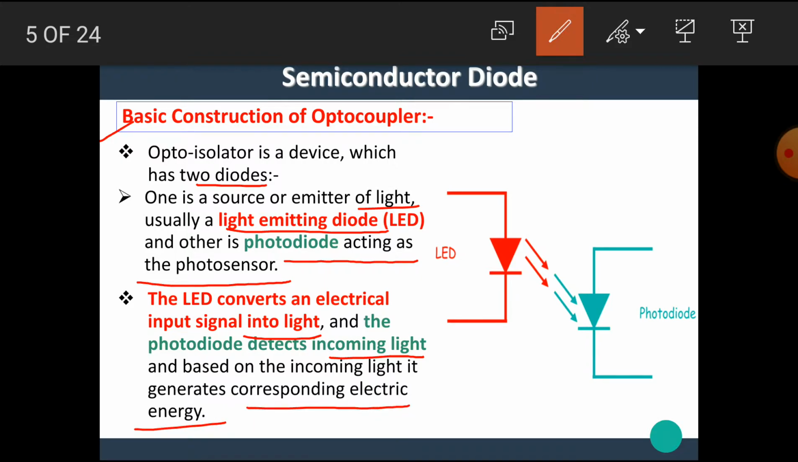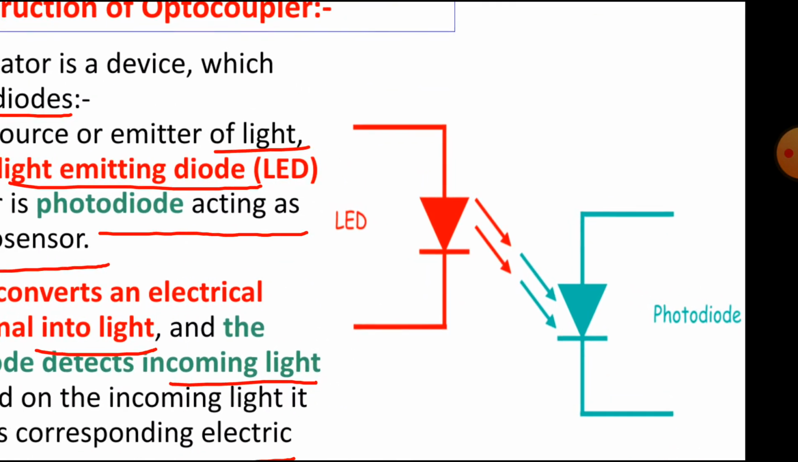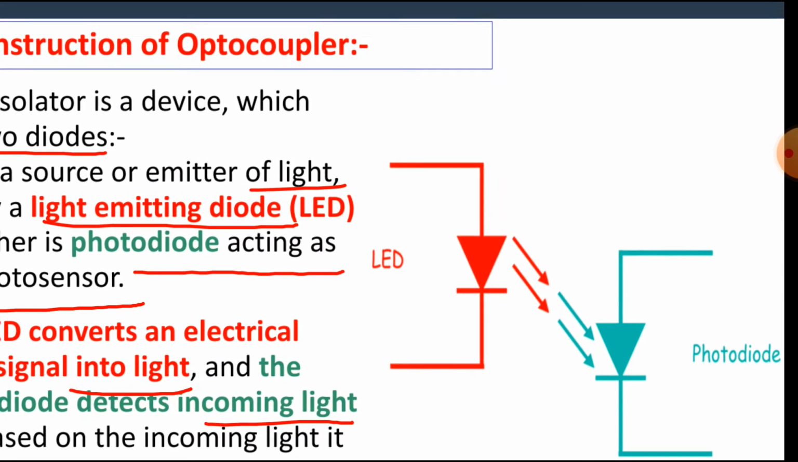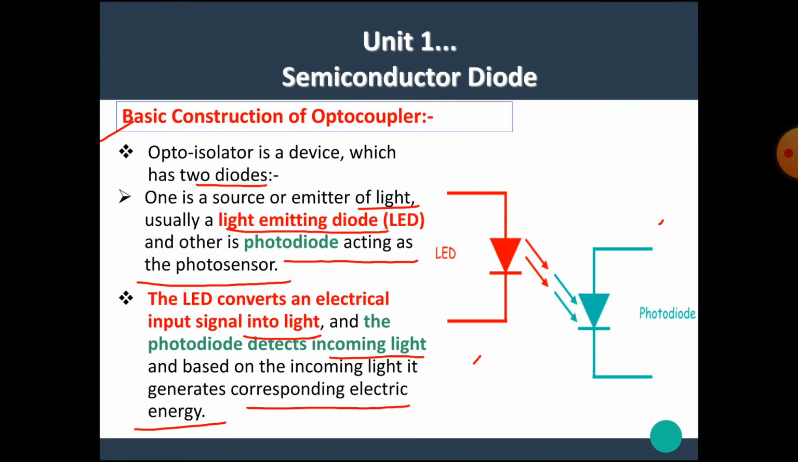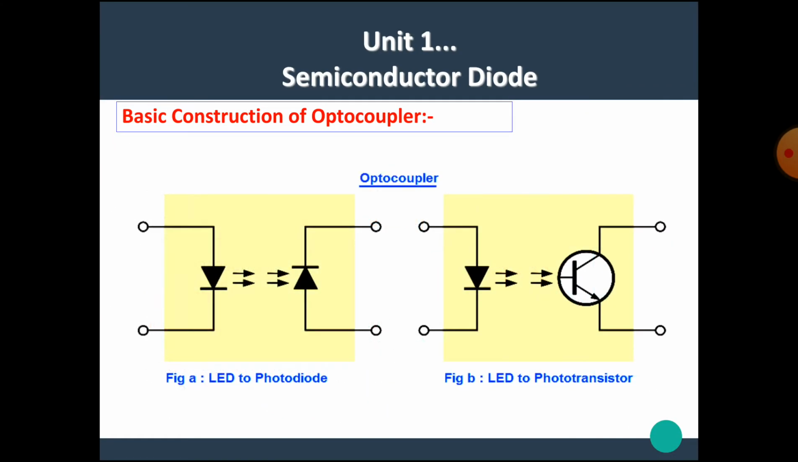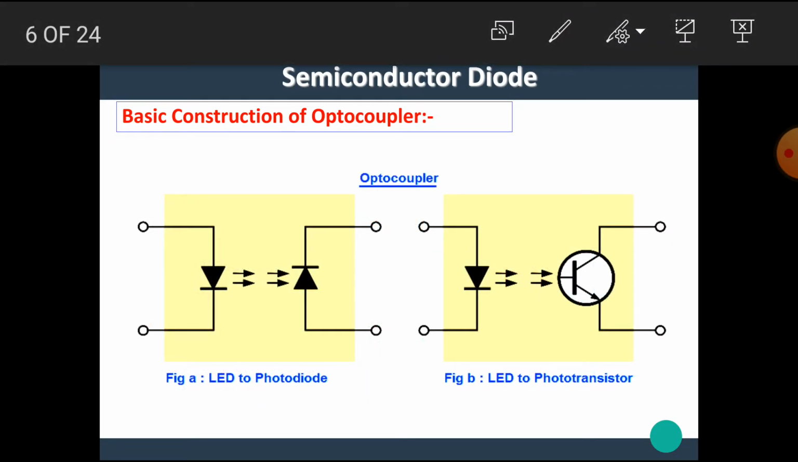Here the construction of the optocoupler is shown, in which it has two diodes. The first one is the LED and the second one is the photodiode. The LED emits light and this emitted light is detected by the photodiode. Now let's see our next point.